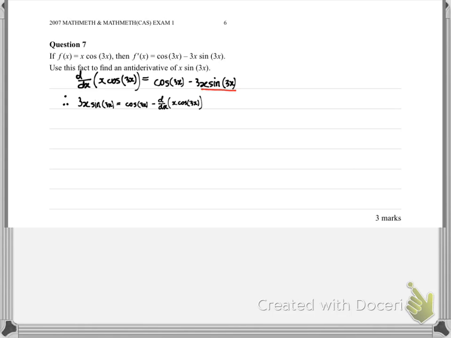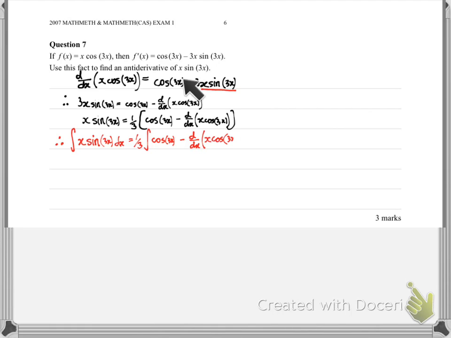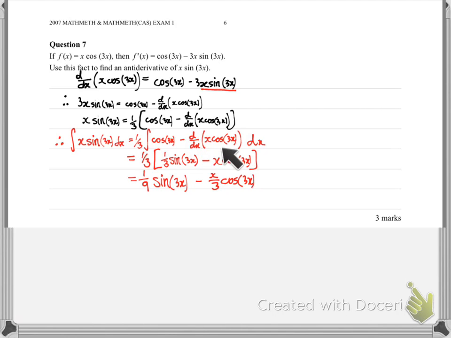And now let's divide by the 3. Alright, so now the integral of the left hand side, that's what we're after, the integral of this term, is the integral of the right hand side. And integrating each term, the integral of the second term here just cancels out the derivative, so you're just going to get the x cos of 3x, what's left over inside the bracket. And there it is.